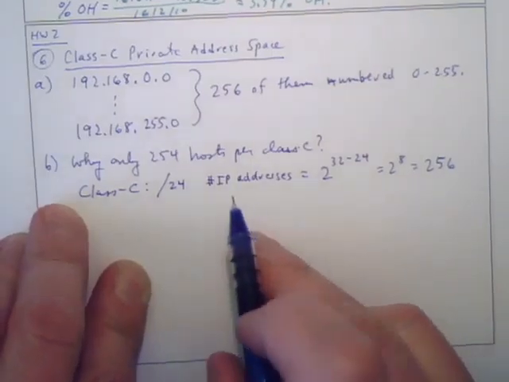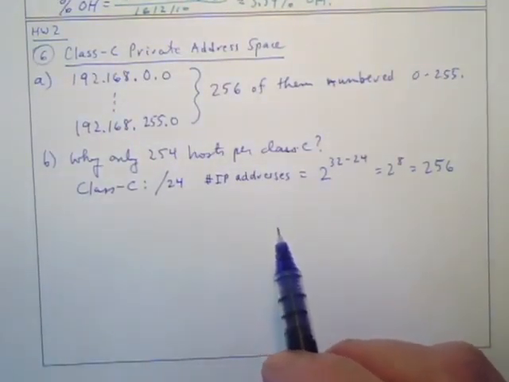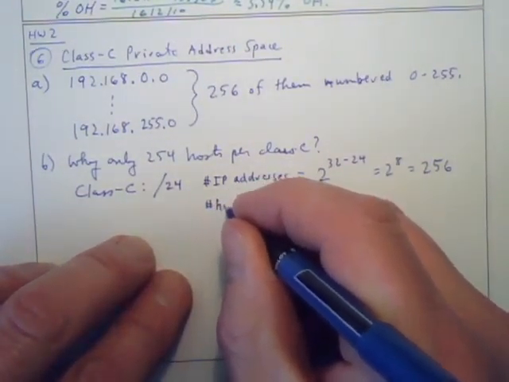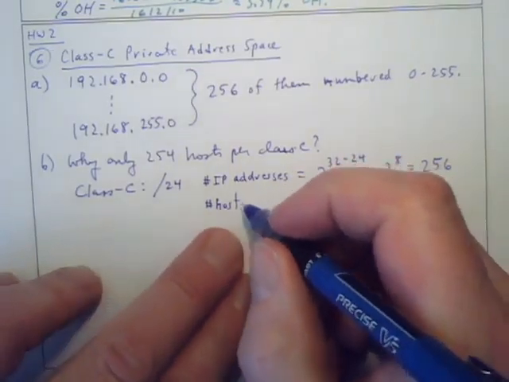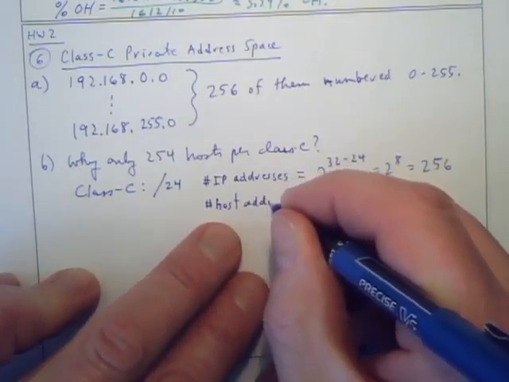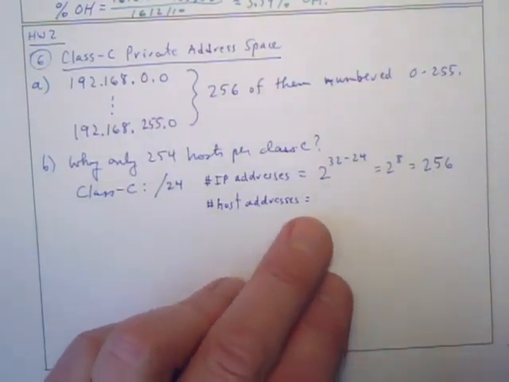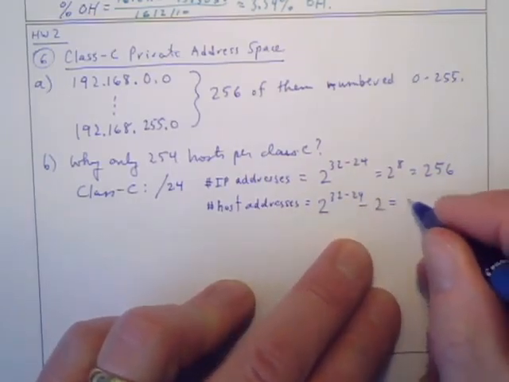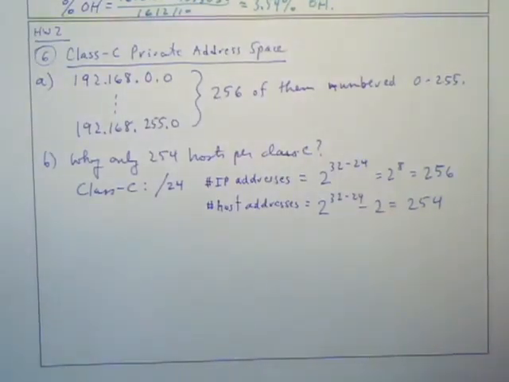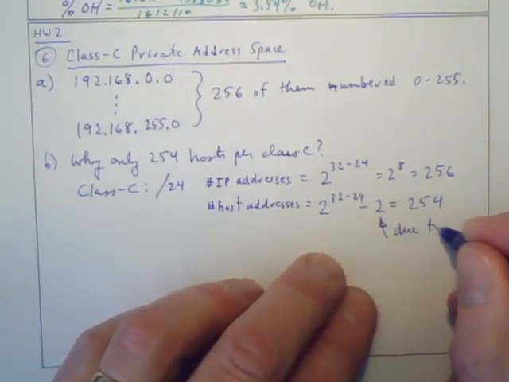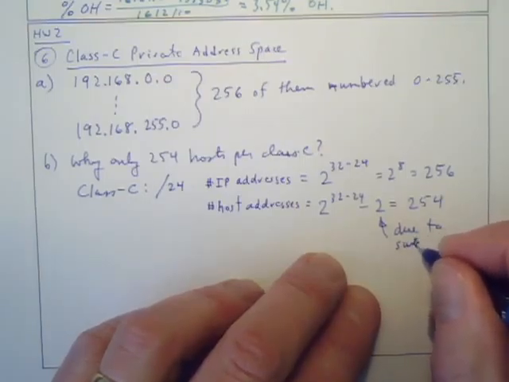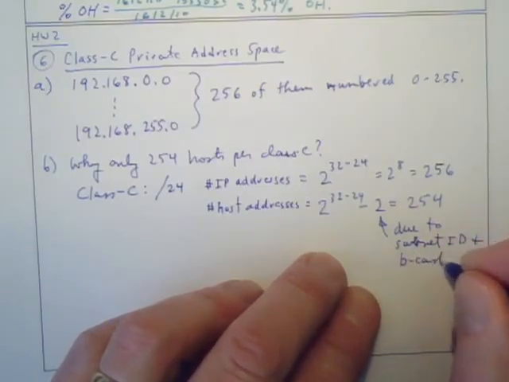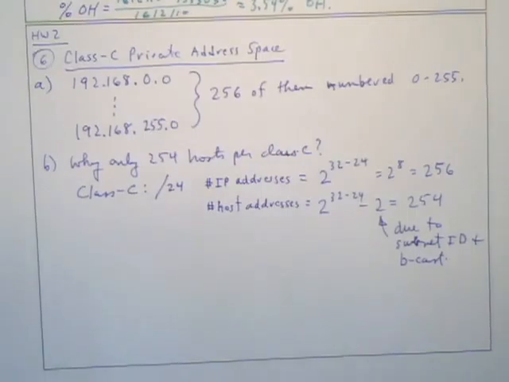The number of IP addresses in a subnet, though, differs from the number of host addresses due to the presence of the subnet ID and the subnet broadcast address. So it's 2 to the 32 minus 24 minus 2, which is 254. And so the minus 2 is due to the subnet ID and broadcast. And that's the answer to part B.